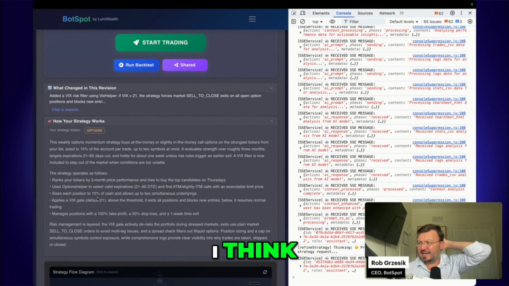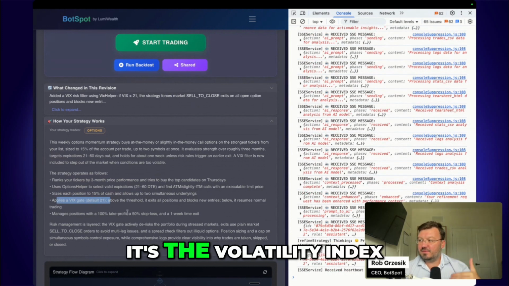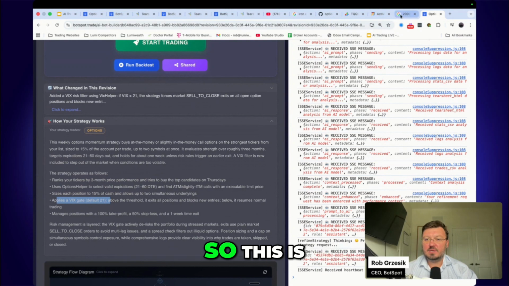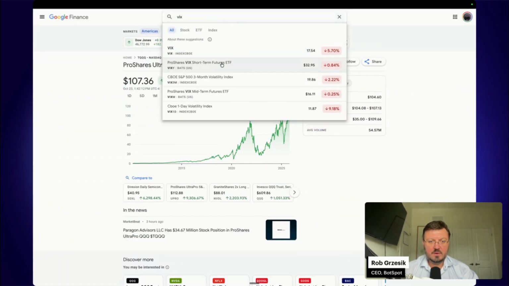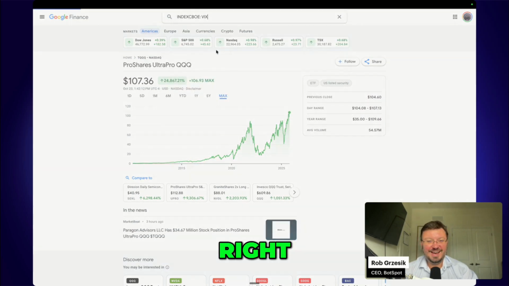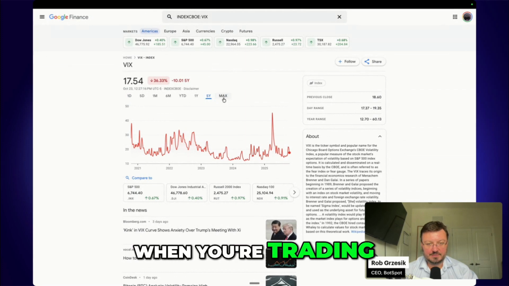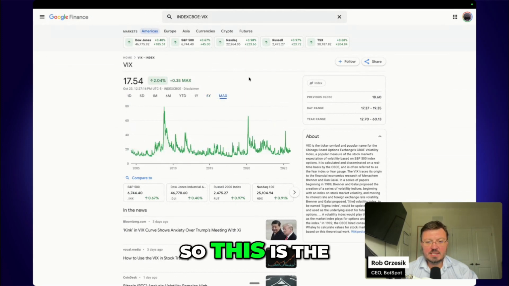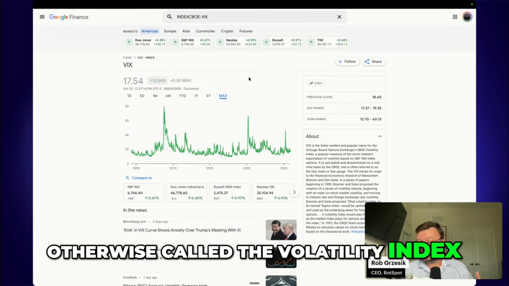This is something that we added, I think, last week or the week before, where if you guys don't know what the VIX is, it's the volatility index. So this is what the VIX looks like. If you guys aren't trading using the VIX, where are you? This is probably one of the most useful things to look at when you're trading. So this is the VIX index, otherwise called the volatility index.